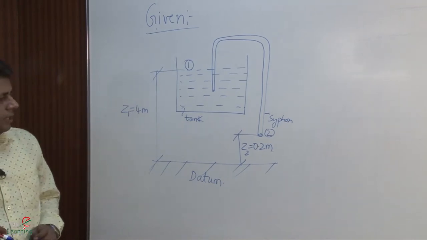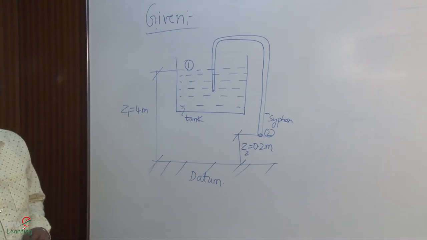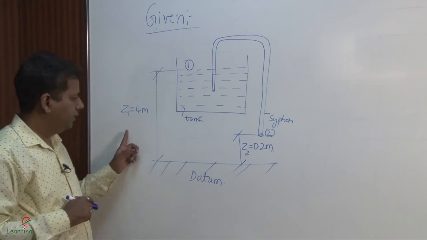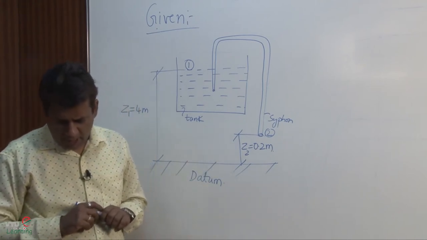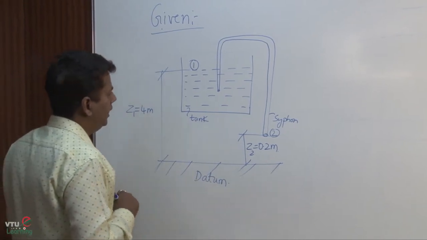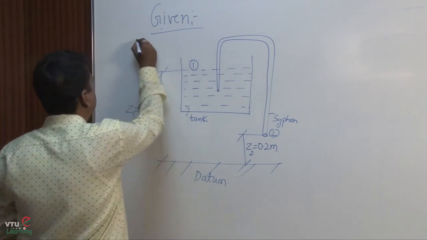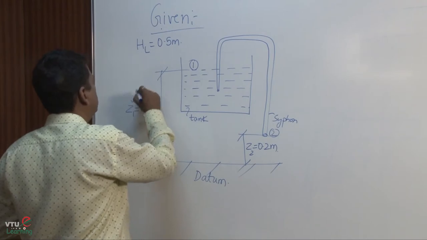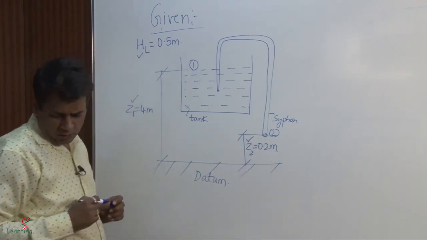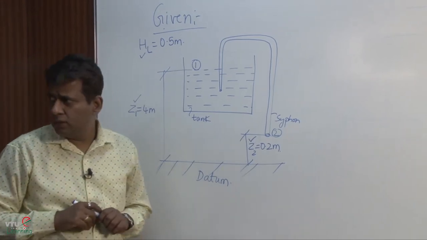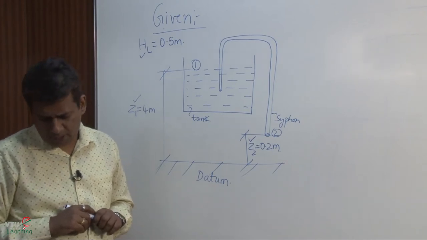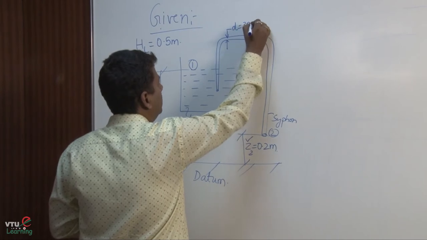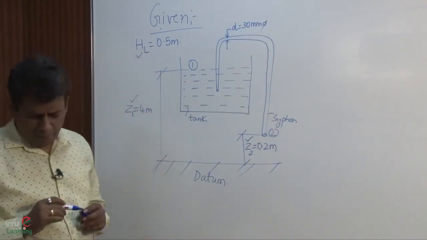So this is the problem given, and the other parameters given in this problem are Z1 is 4 meter, Z2 is 0.2 meters, and head loss due to friction is also given. Head loss due to friction is 0.5 meter. So these are all the given parameters. The diameter of the pipe, the siphon pipe diameter, is 30 millimeter.